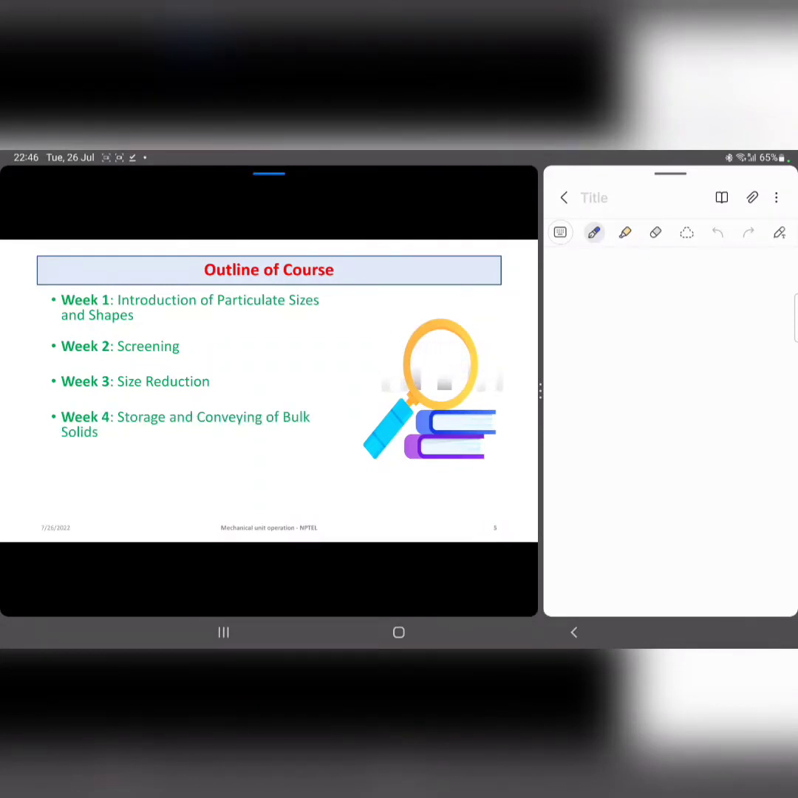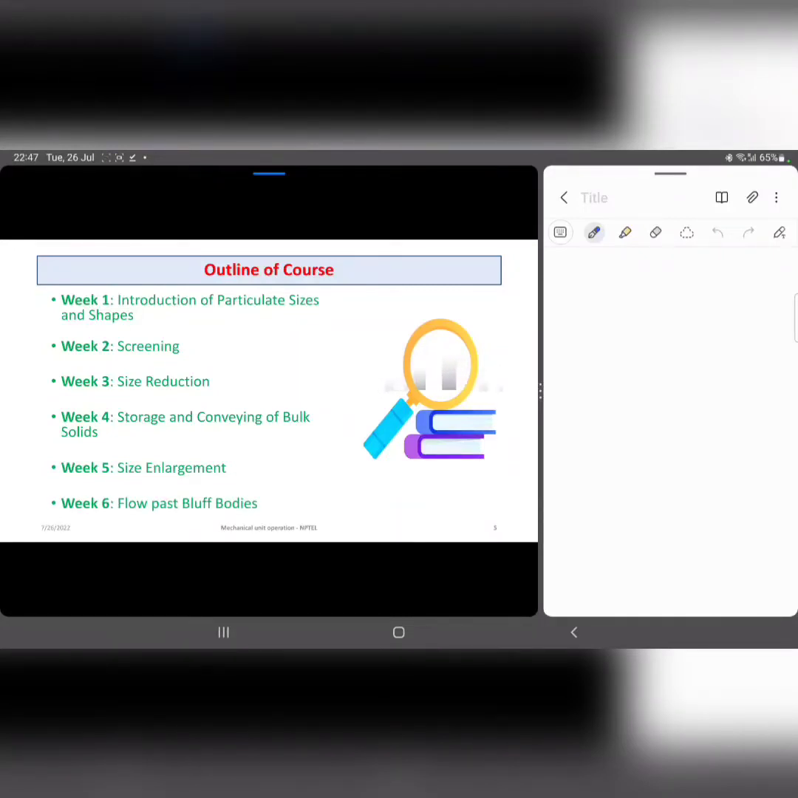Now, storage and conveying of bulk solids. After size reduction, we need to store it and convey it from one place to another. For that, there are different methods. Size enlargement is another topic. Sometimes you require enlargement of size by agglomeration and different methods. We will learn this in the size enlargement section.